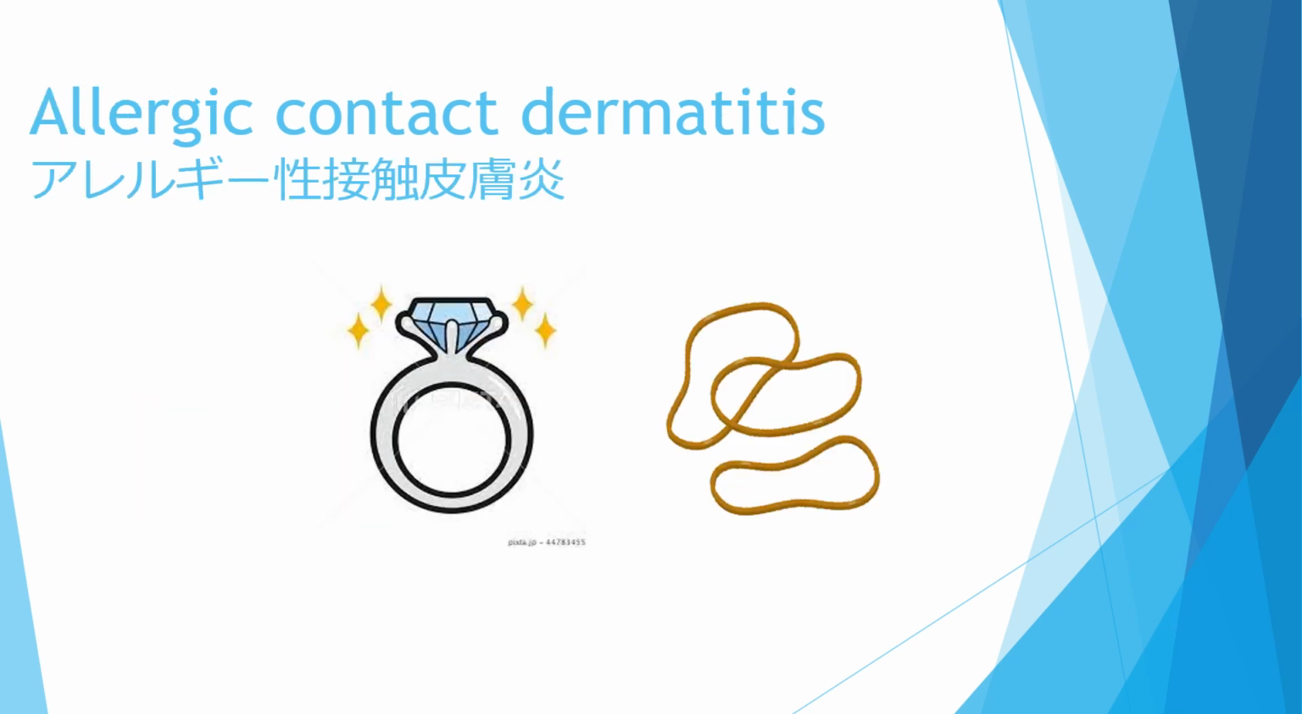Second, allergic contact dermatitis. It occurs when the substance comes into contact with the skin. The immune system recognizes it as harmful. The causes are plants such as lacquer and rubber, perfumes, metals, etc.